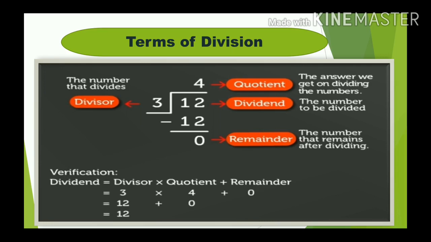So here we see 3 is the divisor, which we will multiply by 4, which is the quotient, and we have to add 0, which is the remainder. Now 3 multiplied by 4 is 12, and we have to add 0 to 12, so we get 12. And now students, you can see 12 is the dividend, which means your division is correct.